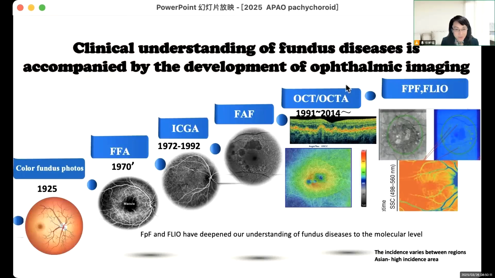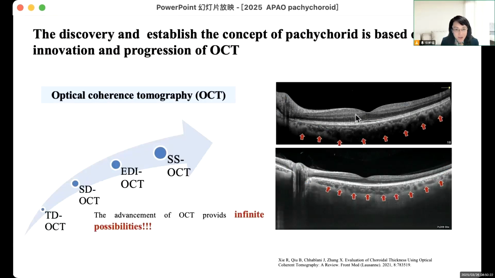As retina specialists, we are all aware that the clinical understanding of fundus diseases is accompanied by the development of ophthalmic imaging. Among all the non-invasive fundus examination tools, OCT has been the fastest advancement in recent years, significantly impacting clinical practice. The innovation and the progression of OCT are the foundation of the discovery and establishment of the concept of pachychoroid.